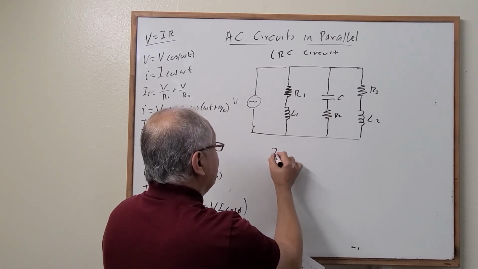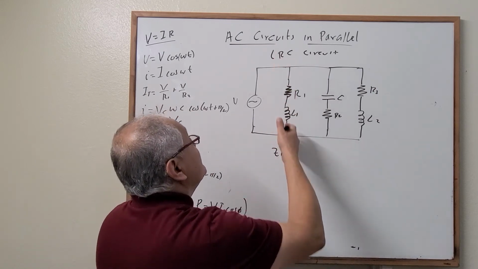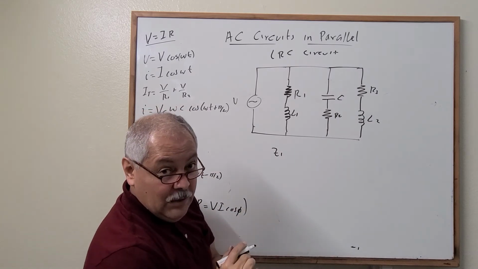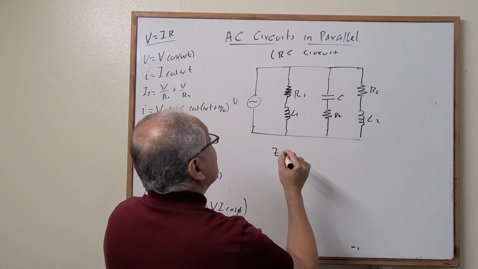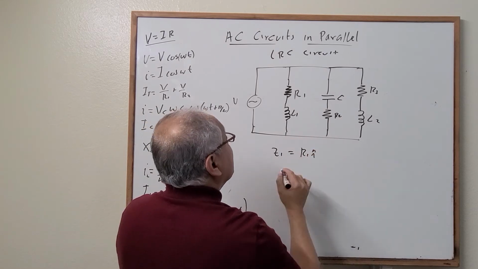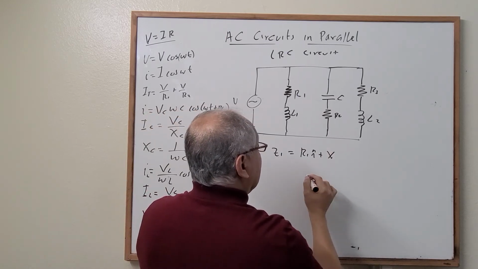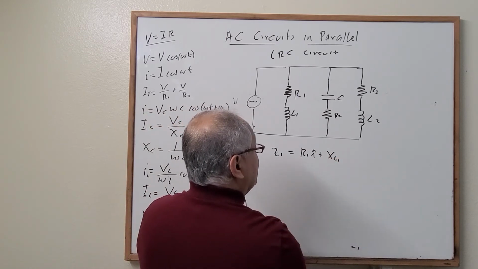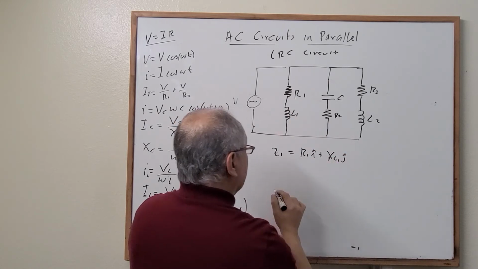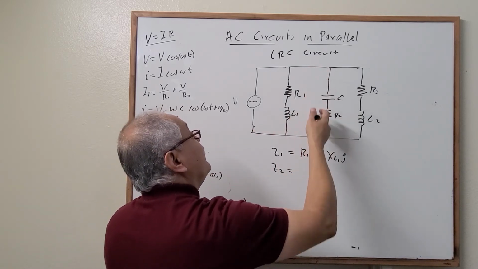Z1. Okay, let's find Z1. Z1 is equal to, these two are in series. We know what happens when we have quantities in series. So this is equal to R1 plus the reactance for this inductor, j hat.